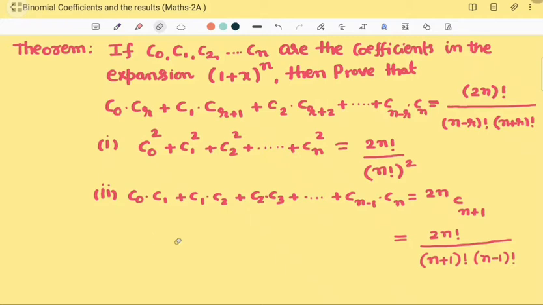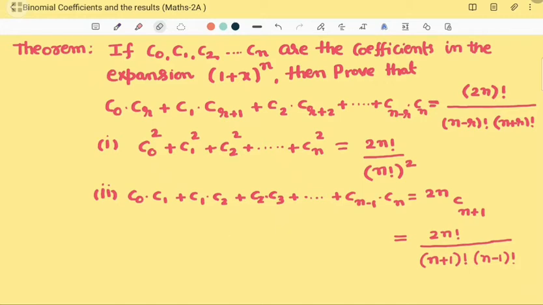The first question: if C0, C1, C2, C3 and so on Cn are coefficients in the expansion (1 plus x) whole power n, then prove that C0 into Cr plus C1 into Cr plus 1, C2 into Cr plus 2 plus and so on, Cn minus r into Cn is equal to 2n factorial by (n minus r) factorial into (n plus r) factorial.